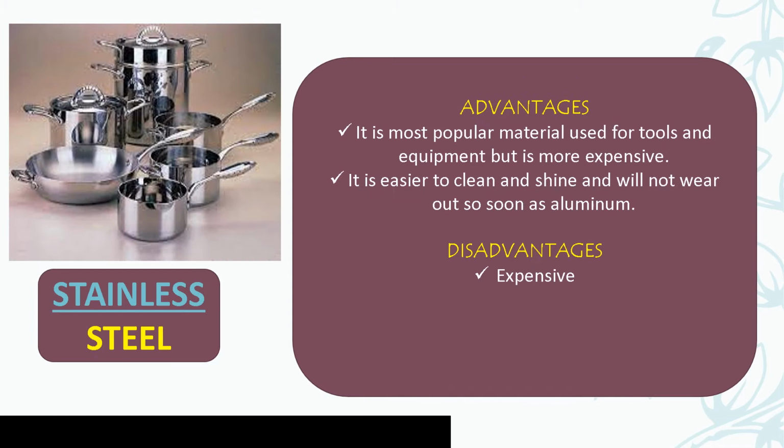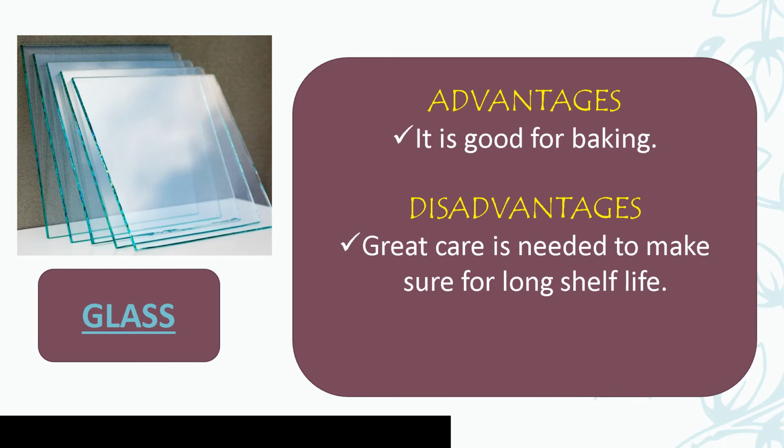Next is the stainless steel. Actually, your parents want to buy this kind of kitchen tools and equipment because it is easier to clean and shine and will not wear out so soon, just like the aluminum. But it is more expensive than the aluminum. So always remember that stainless steel is the most popular material used for tools and equipment, but is more expensive than aluminum. Next is the glass.